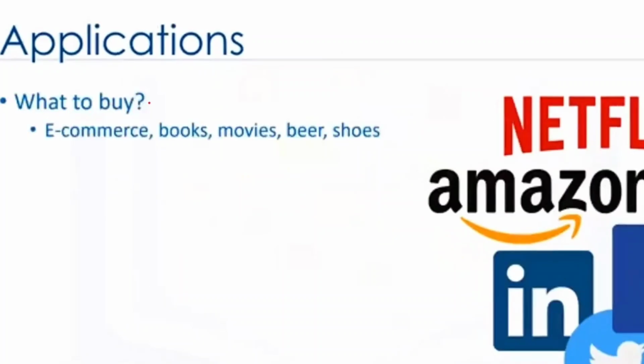So what you want to buy. For example, you have purchased one book, or one product in Amazon, it is going to recommend you the related products to that. Whatever the related products are there, it is going to recommend you. So that is called a recommendation.